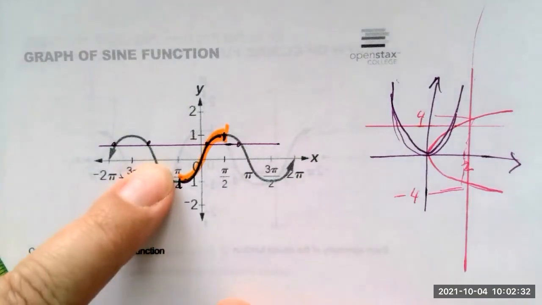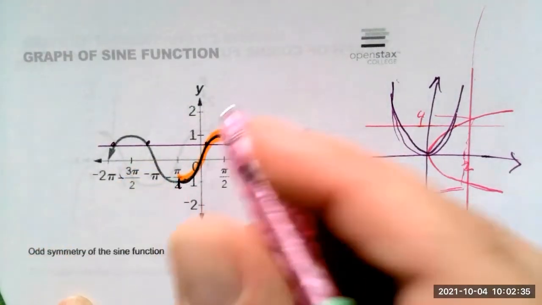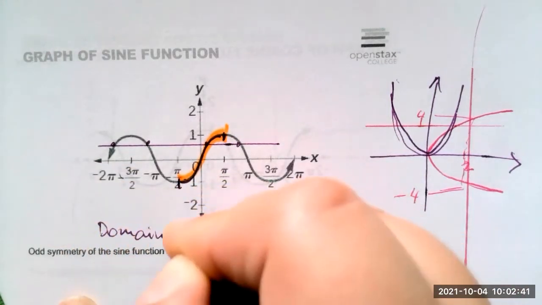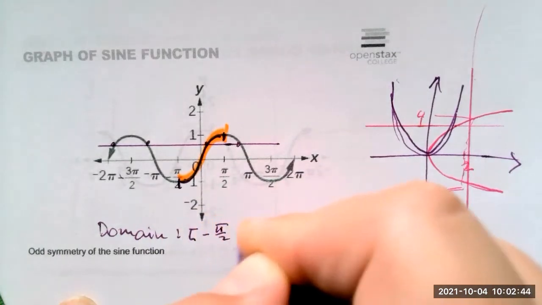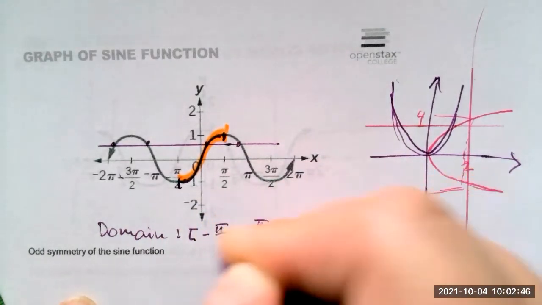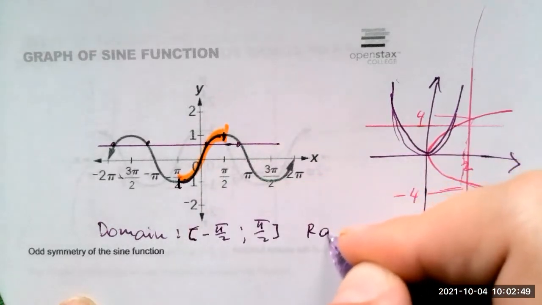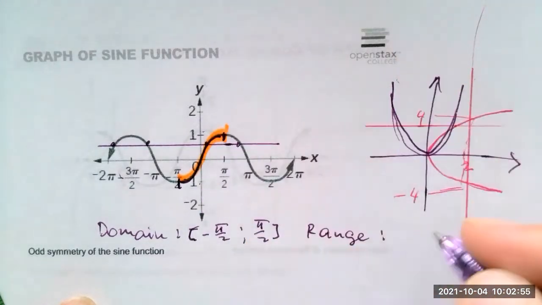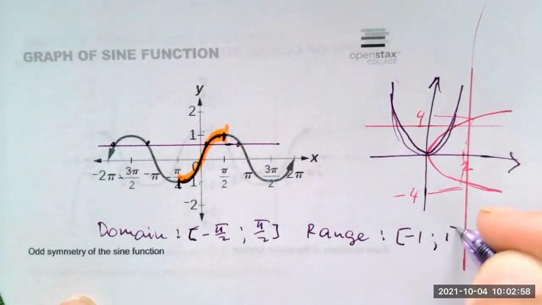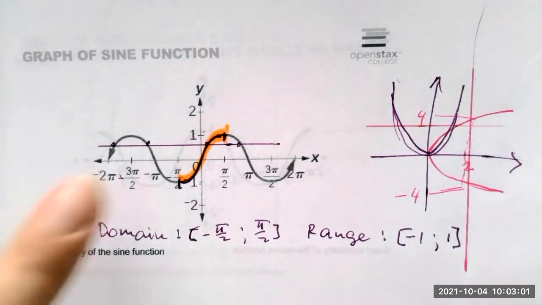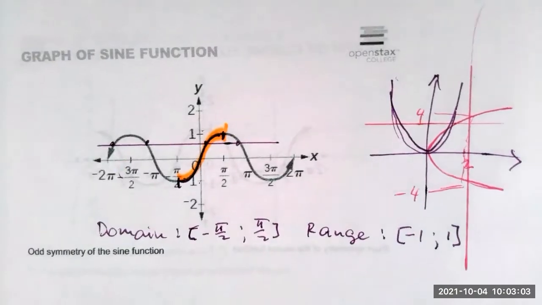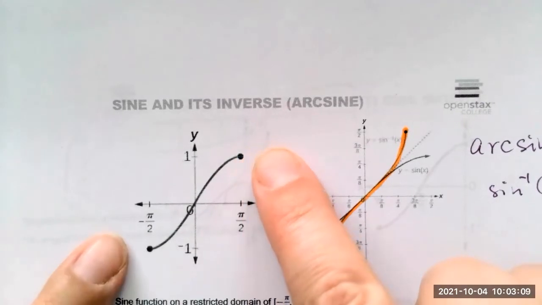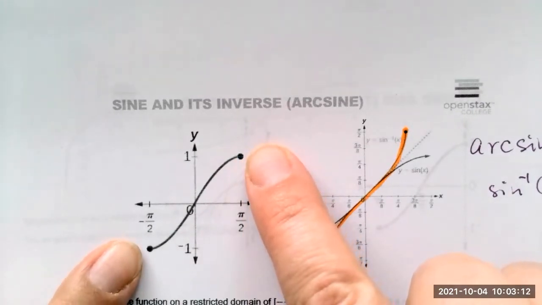Let's look at the domain. For this piece, we're going to have a domain from negative pi over 2 to pi over 2, and the range from negative 1 to positive 1. Okay, so that's for this piece only. Now we're going to invert it. Here's the same piece, only magnified. We're looking at it closer now.